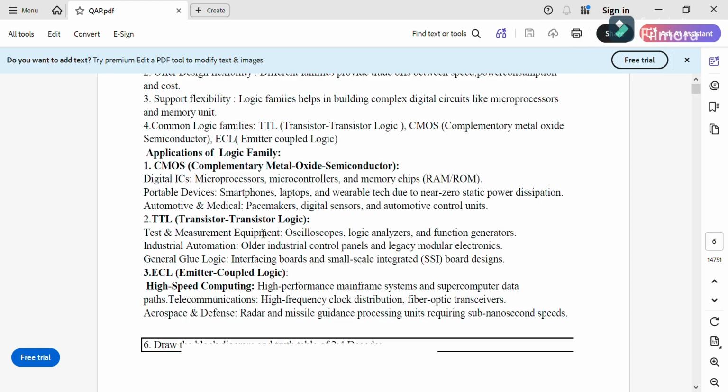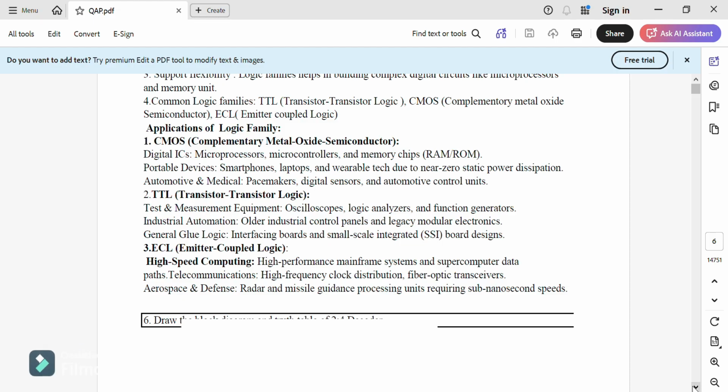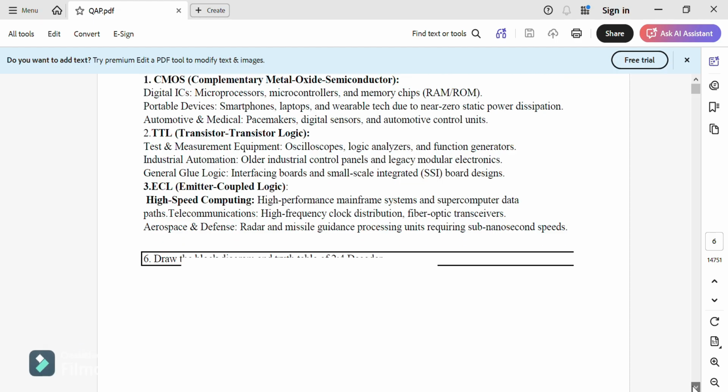Next is TTL. TTL is used for oscilloscopes, logic analyzers, function generators, old control panels, and many more. And ECL is used in high performance mainframe systems like supercomputers, data cards, and telecommunication, where we have to send high frequency clock distribution, and many more. So these are some theory parts.